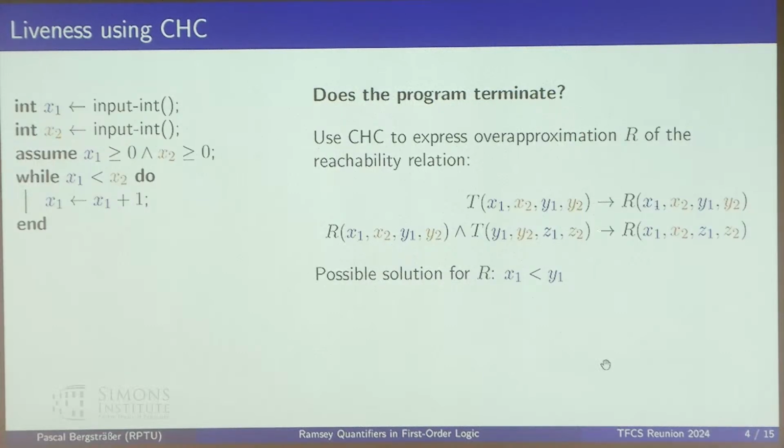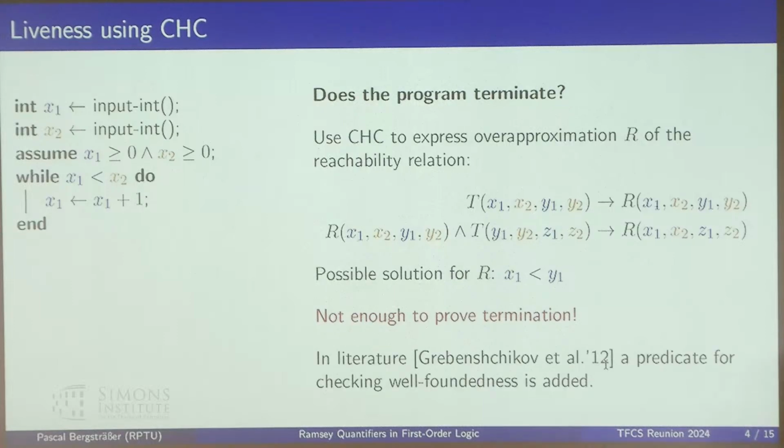One could try to express it. What if we do not take this inductive invariant, but we take an over-approximation of the reachability relation? This you can express in constrained Horn clauses. You say that the transition relation is a subset of R, and if we are in R and make another step, then we're still in R. The problem is, this would be a possible solution: that x1 is getting bigger and bigger, strictly bigger. But this does not tell you anything about termination. So this is not enough.